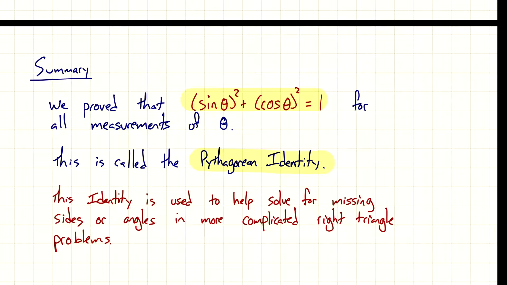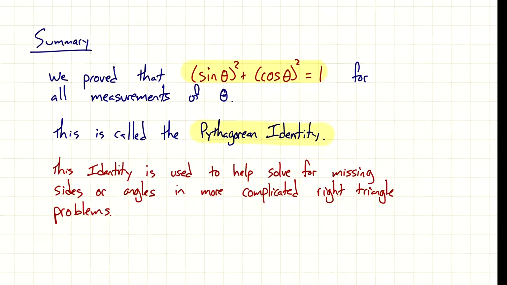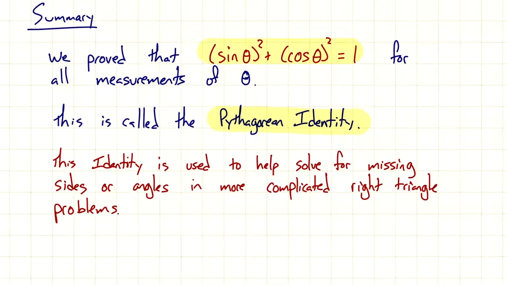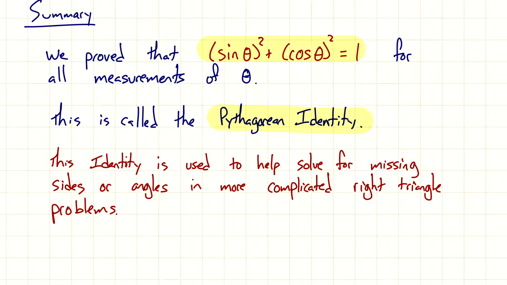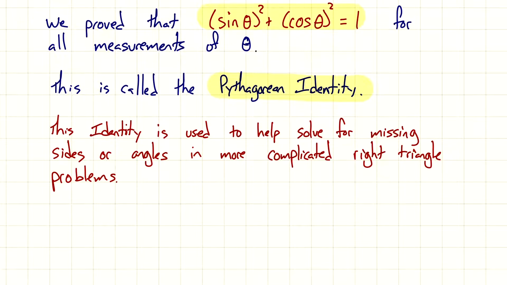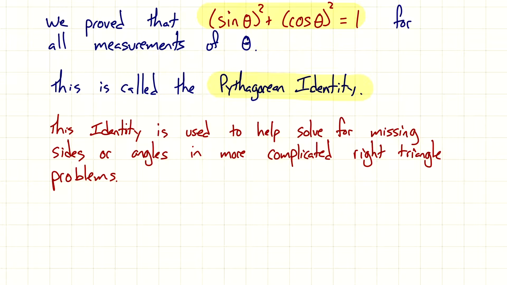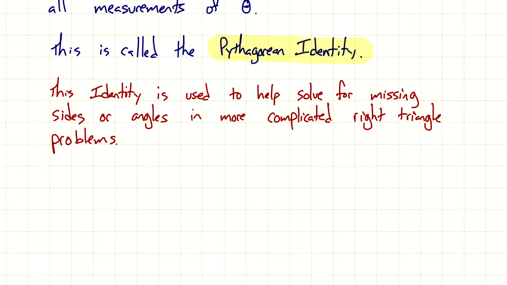All right, so this is what we call the Pythagorean identity, and we use this really to solve more complicated right triangle problems. You won't use it regularly like we've been using our normal trig, sine, cosine, tangent, or the Pythagorean theorem. This will come up in very unique problems, and most likely stuff you might see in future years.